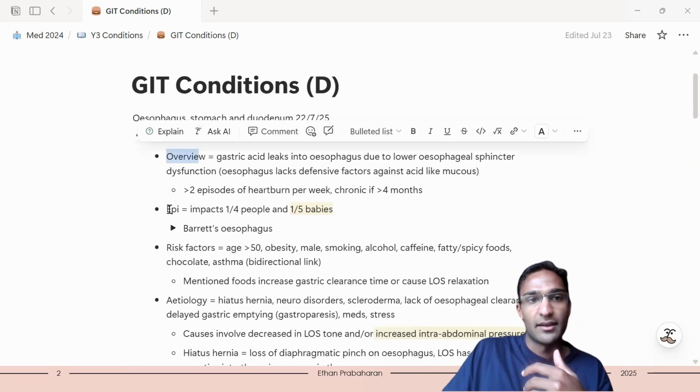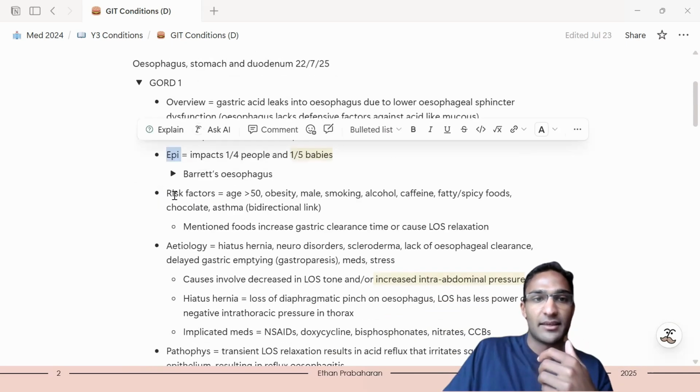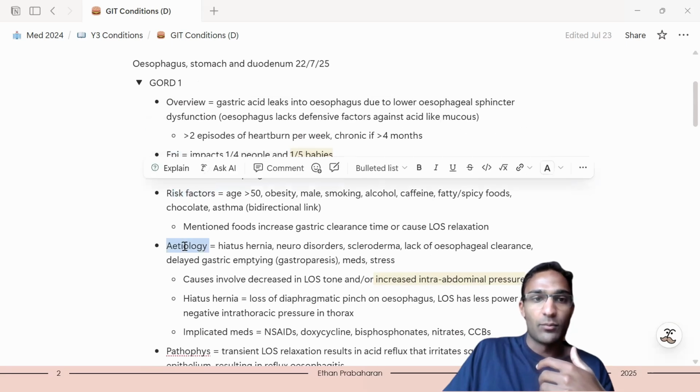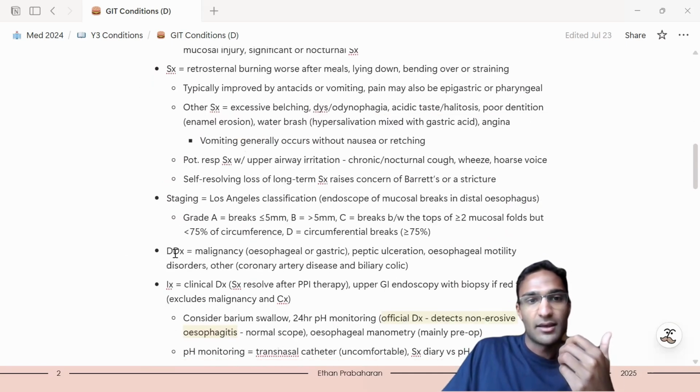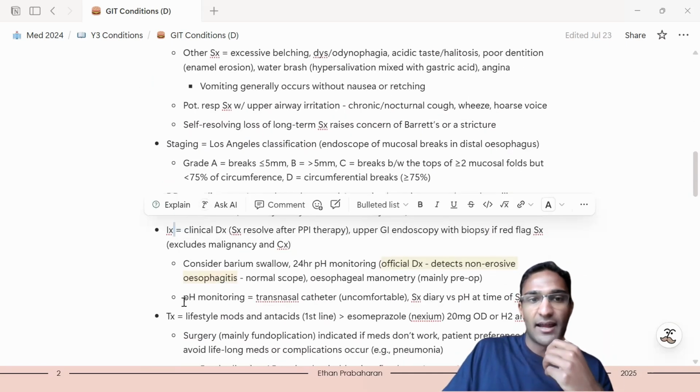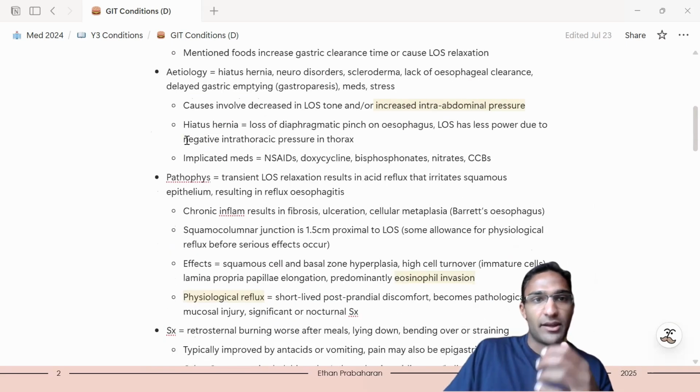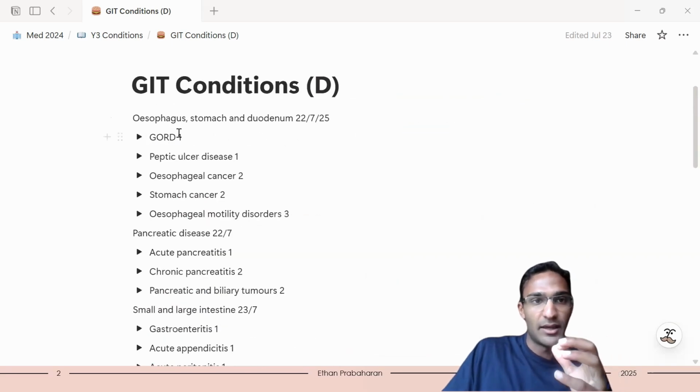I'll have: what is it? How common is it? What are the risk factors? What's the cause, with a brief explanation of how it occurs? Symptoms, how do you diagnose it, and how do you treat it. This is a bit more detailed than I would ideally like because it's a topic one condition.